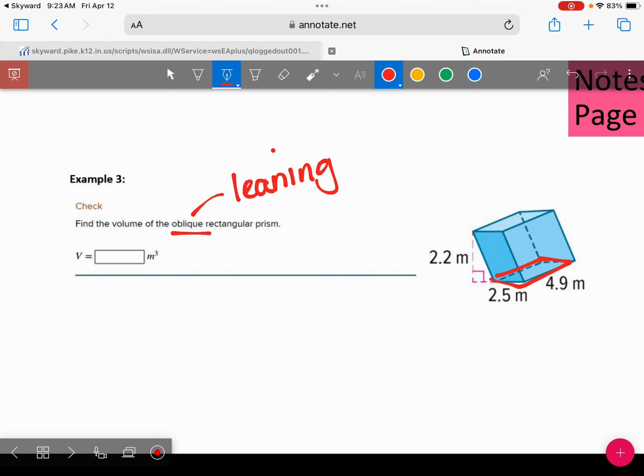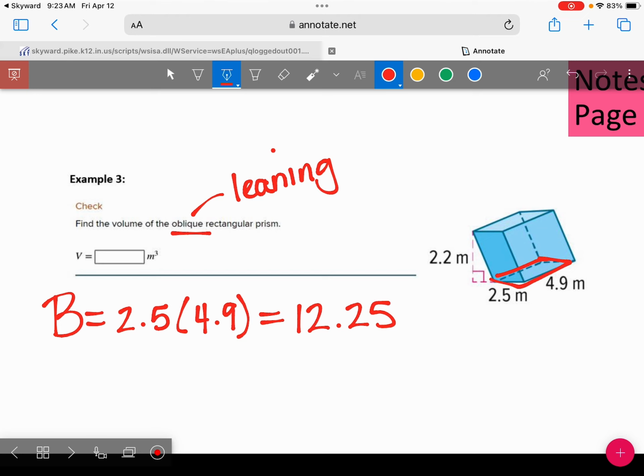All right, so let's start off by looking at the base. So the base is a rectangle. So the area of the base, which is capital B, is going to be 2.5 times 4.9. So go ahead, use your calculators to get the area of the base. So you should have 12.25.